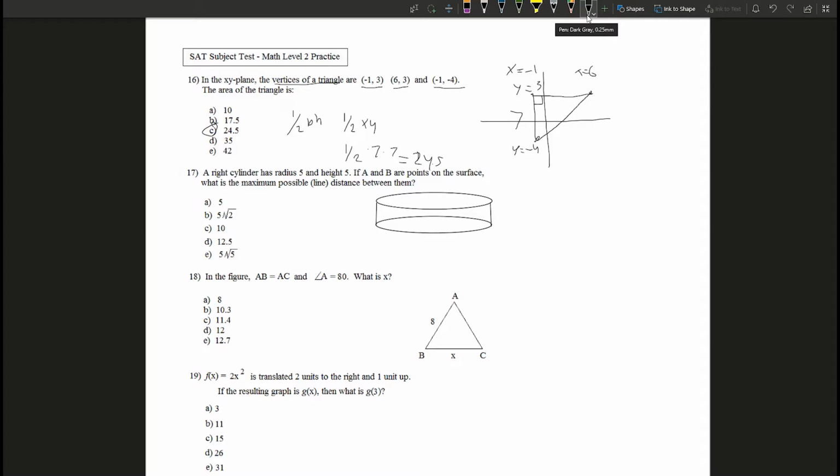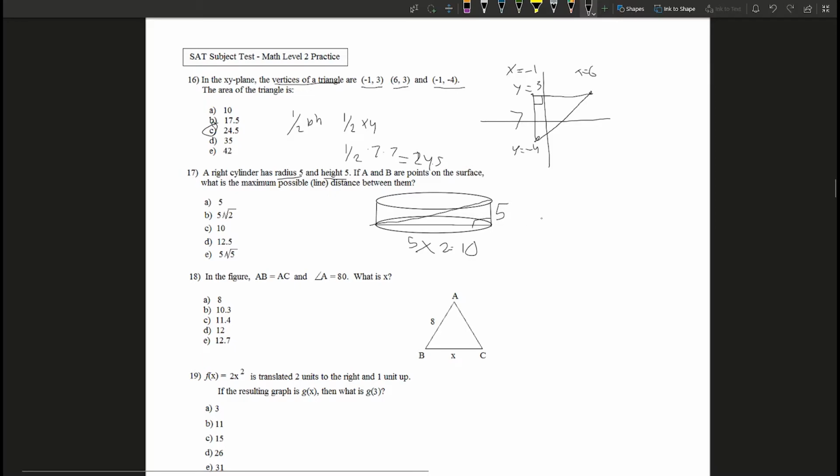A right cylinder has radius 5 and height 5. If A and B are points on the surface, what is the maximum possible distance between them? All right, so I already drew in our right cylinder here. And so A and B are points on the surface. So we want to look at this right cylinder and think about what is the largest possible distance that can be had between any 2 points on the surface of the cylinder. And since it's a right cylinder, it's going to be the hypotenuse of a triangle. And it gives us that the right cylinder has radius 5 and height 5. So we know that this line spans the whole cylinder. So we know that it has a base of the diameter of the right cylinder. So our diameter is going to be 5 times 2 equals 10. That's our diameter. And our height is 5.